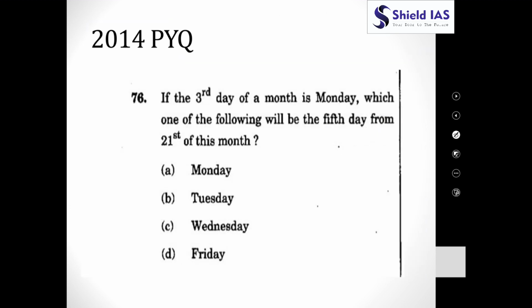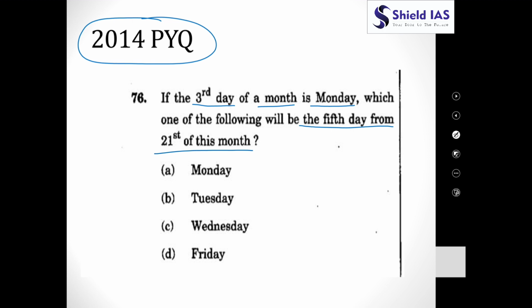Okay, so let us see another PYQ. This has been asked by the UPSC in 2014. So what does it say? It says if the third day of a month is Monday, which one of the following will be the fifth day from 21st of this month? So it is talking about the same month. It does not tell which month it is, but it does not matter because it is only asking in that month only. We do not have to cross the month.